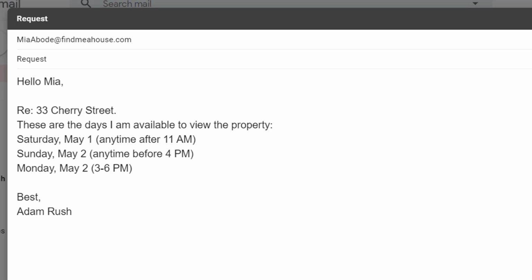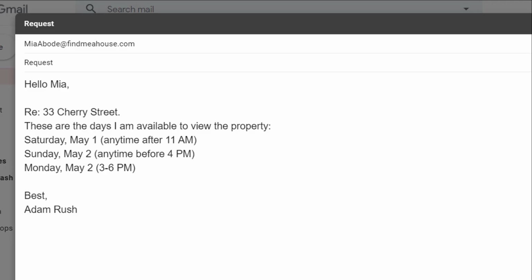He can start in the subject line. What is the request? Let's be more specific. It's a request to view a property, specifically 33 Cherry Street. Mia must be a listing agent, a real estate agent. If this is the first message to Mia, he can show a little more respect. Let's write full sentences, make it sound nice. He's asking for a favor. He wants to see a house.